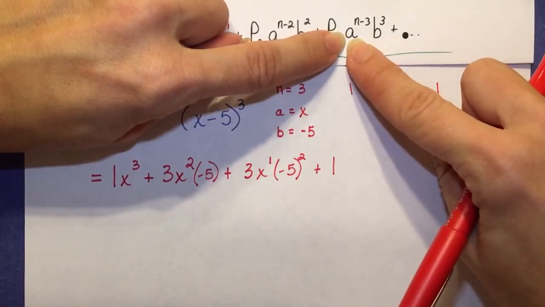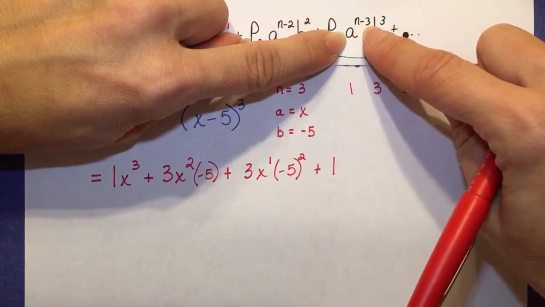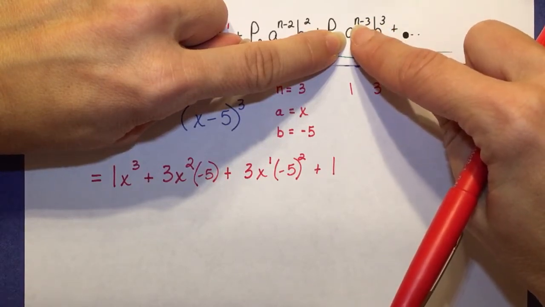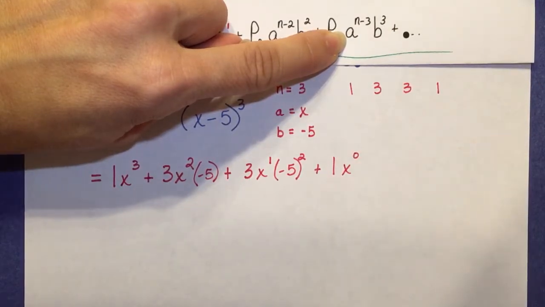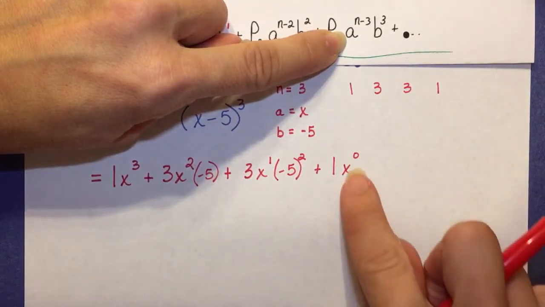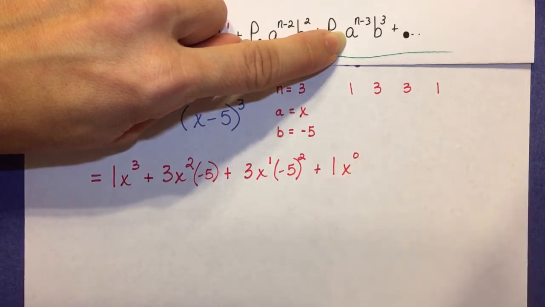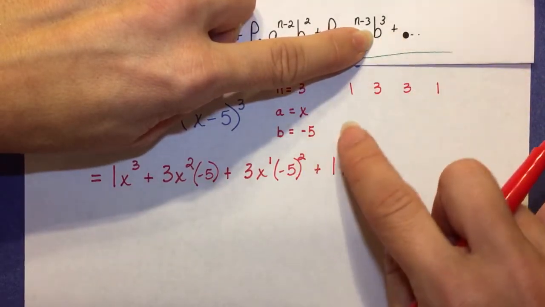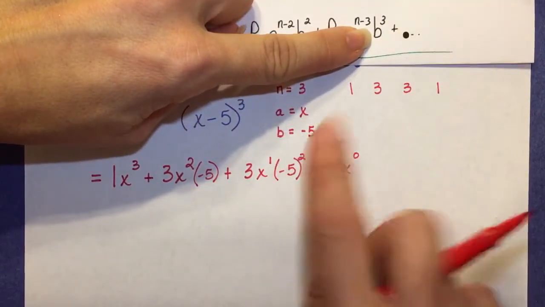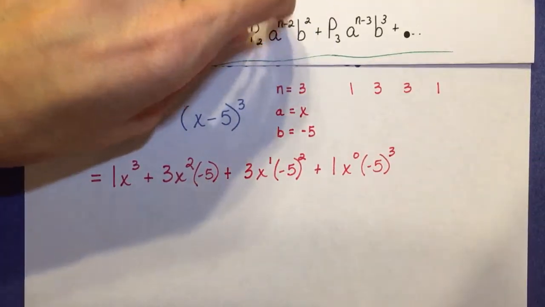Okay, now here I have a to the n minus 3. So again, n happens to be 3, so 3 minus 3 is actually just going to give me a 0 power. And once you get to a 0 power, you don't actually have to write that down, and I'll explain that again in just a minute. And now b is going to go up to the third power. So again, b is -5, and this goes up to a third power.